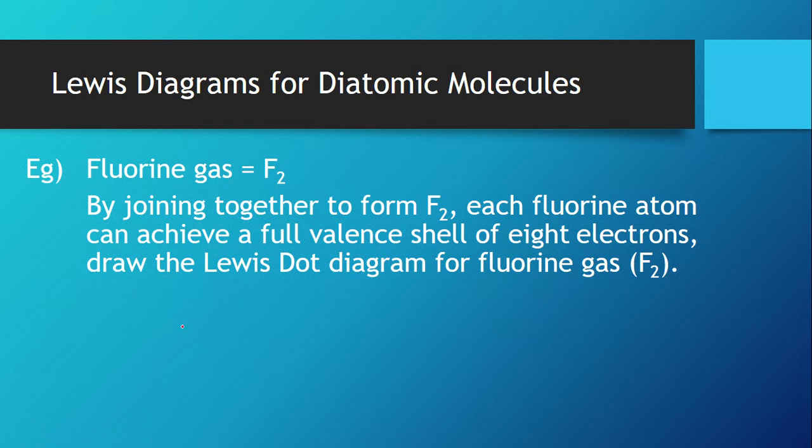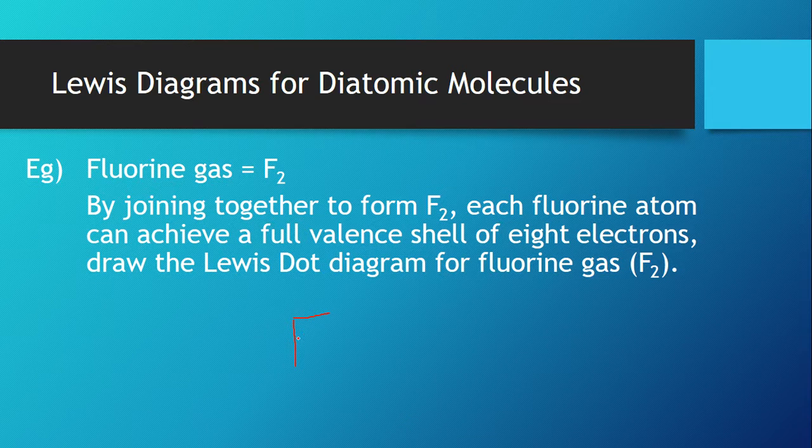Let's take a look at another one. Fluorine gas. Fluorine only exists as F2 because they join together. The two fluorine atoms will join together and they both have 7 outer shell electrons. So when they join together, they both receive that full outer shell, that full valence shell of 8 electrons. Let's take a look at how that happens.